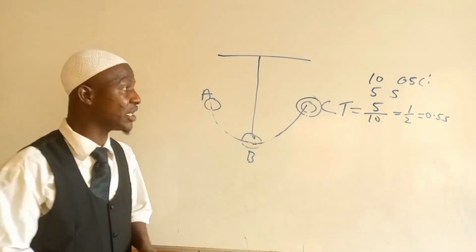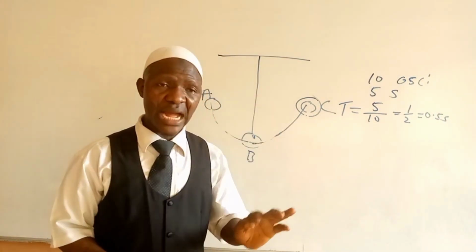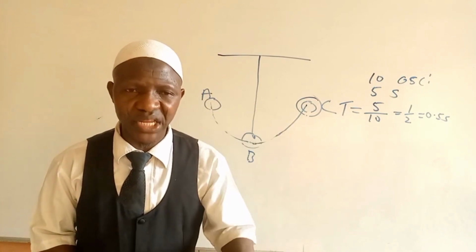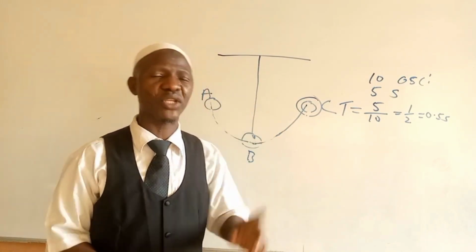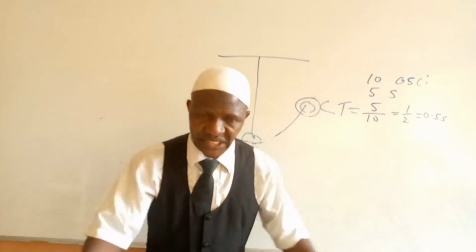0.5 seconds. That is the period of oscillation. Once again, period of oscillation is what? Time taken for complete oscillation. One complete oscillation. Then what is next? There is frequency.